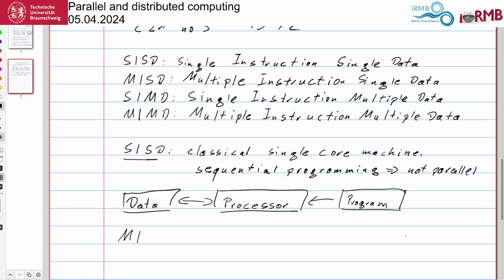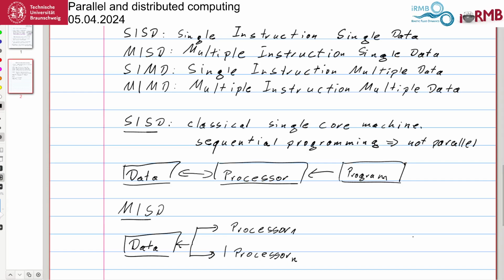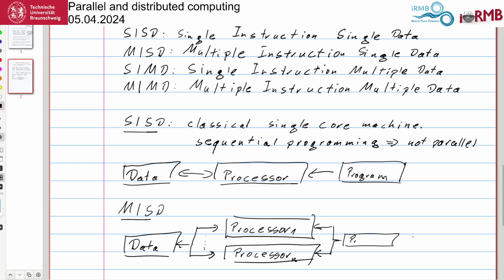Then comes MISD. MISD is a strange thing. So we have data here, and then we have an interaction with multiple processors. Say this is processor 1, and down here we would have processor n, because there could be arbitrarily many in between. It could be just 2 or it could be more. And they are both run by the same program.